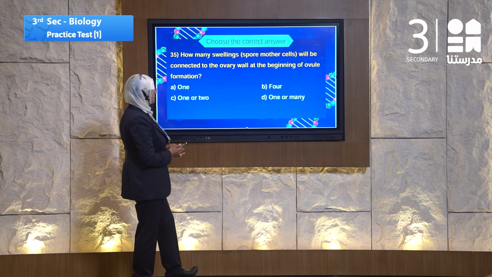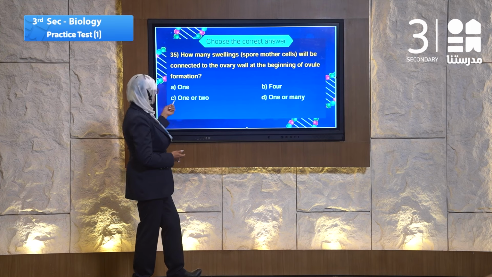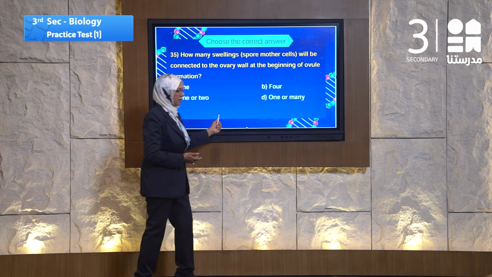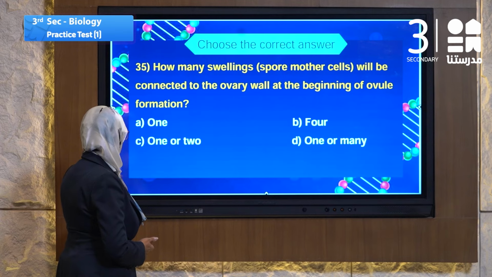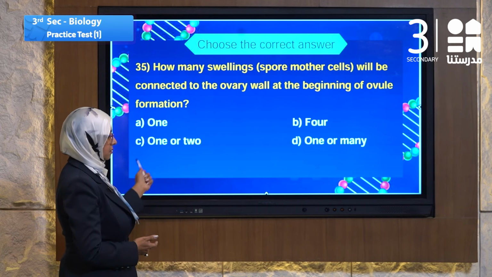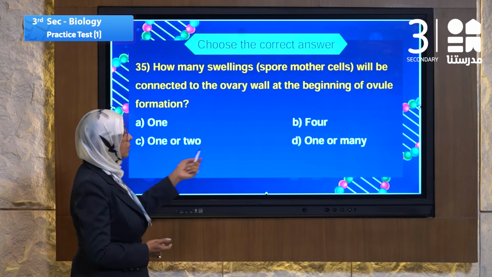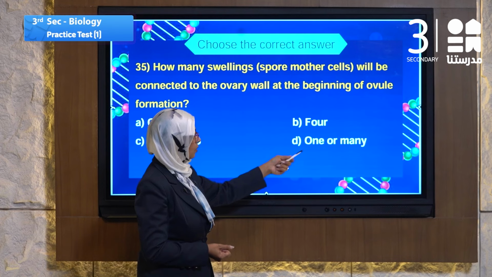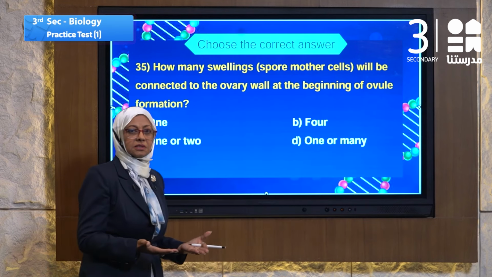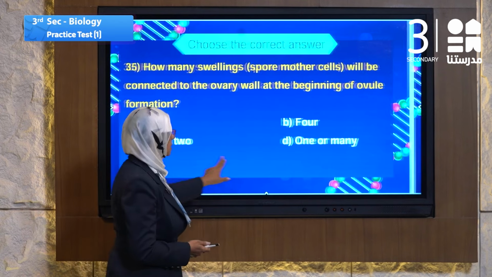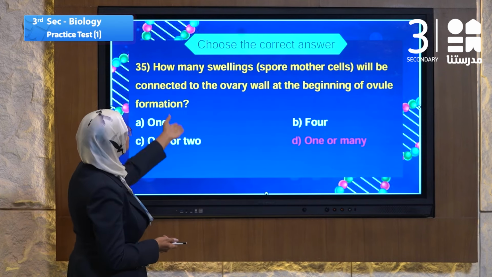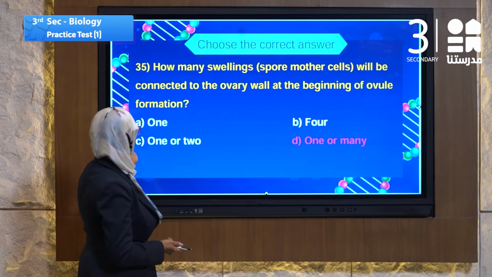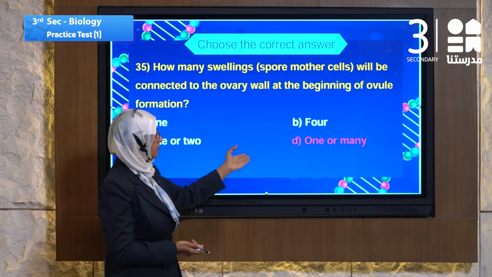How many of them? One? It's not only one. One in peach, yes, in mango. Two, number B, four in bee plant, yes. One or two in some plants either. One or more, maybe as in guava; it will be one as in mango or more as in guava. There are many seeds inside it. So the answer must be D, one or more swellings. Spore mother cells will be connected to the ovary wall at the beginning of ovule formation. Yes, there may be one or many.